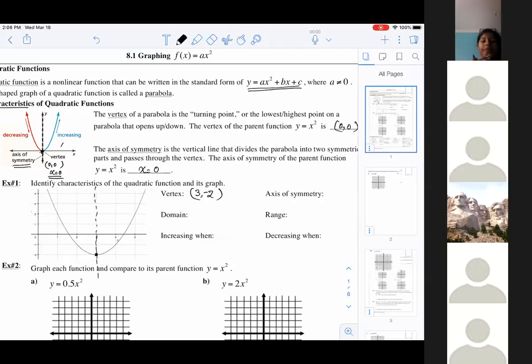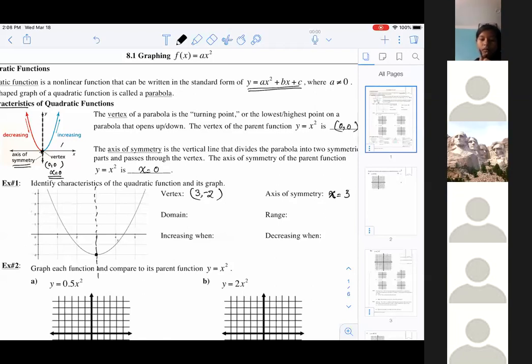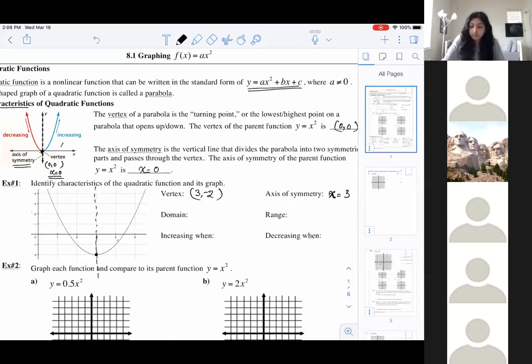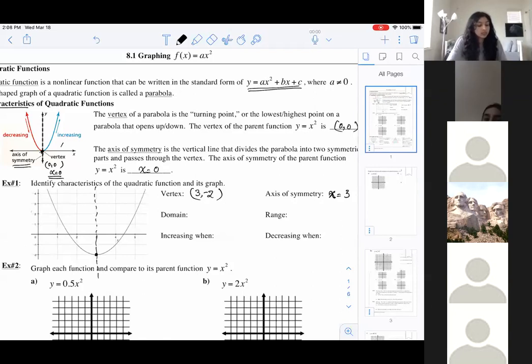It passes through the vertex, so that seems like a vertical line. So the equation should start with x is equal to what? 3. X is equal to 3. The domain for a quadratic function is always all real numbers.